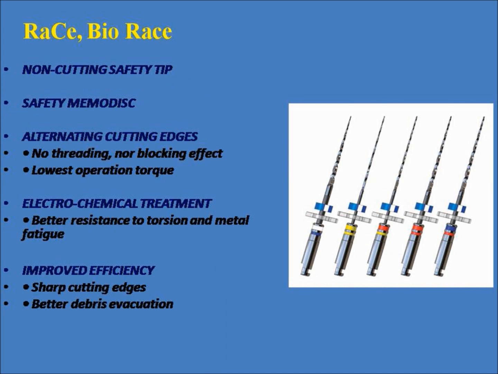RaCe and BioRaCe. The RaCe was manufactured since 1999 by FKG. The name stands for reamer with alternating cutting edges. This design aimed at reducing the tendency to thread the file into the root canal. The cross sections are a triangle or square for universal 0.02 instruments with the size 15 and 20 tips. The surface quality of a RaCe instrument is improved by electropolishing. The tips are rounded and non-cutting.